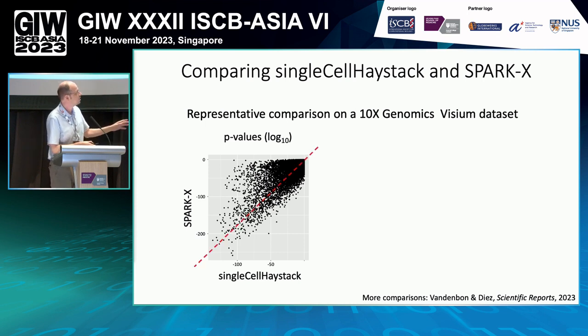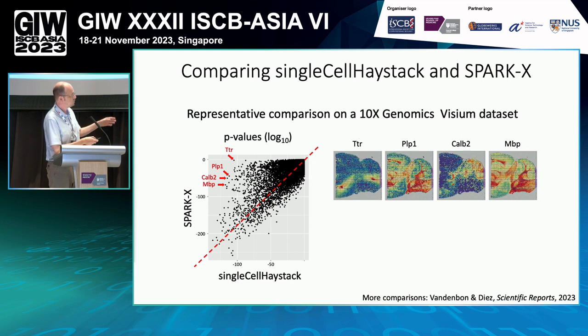In general, they rather agree with each other. Many genes are along that diagonal. But there's a subset of genes that gets a very high score according to singleCellHaystack, and not so much according to SparkX. And these are those genes. Of course, it's a bit subjective, but I think they are clearly spatially variable genes. I don't understand why SparkX says that this gene is basically nothing. I'm not so sure why.